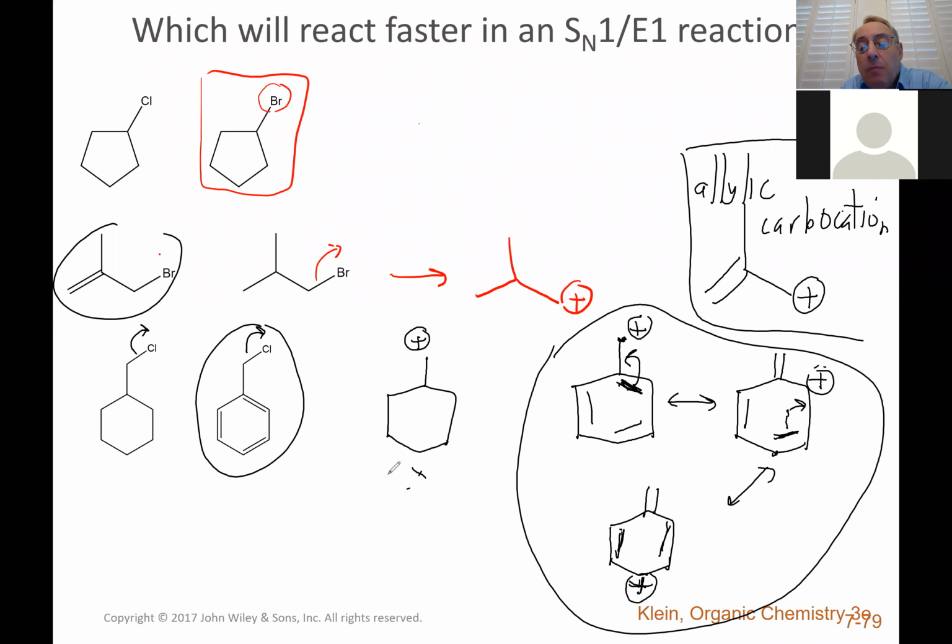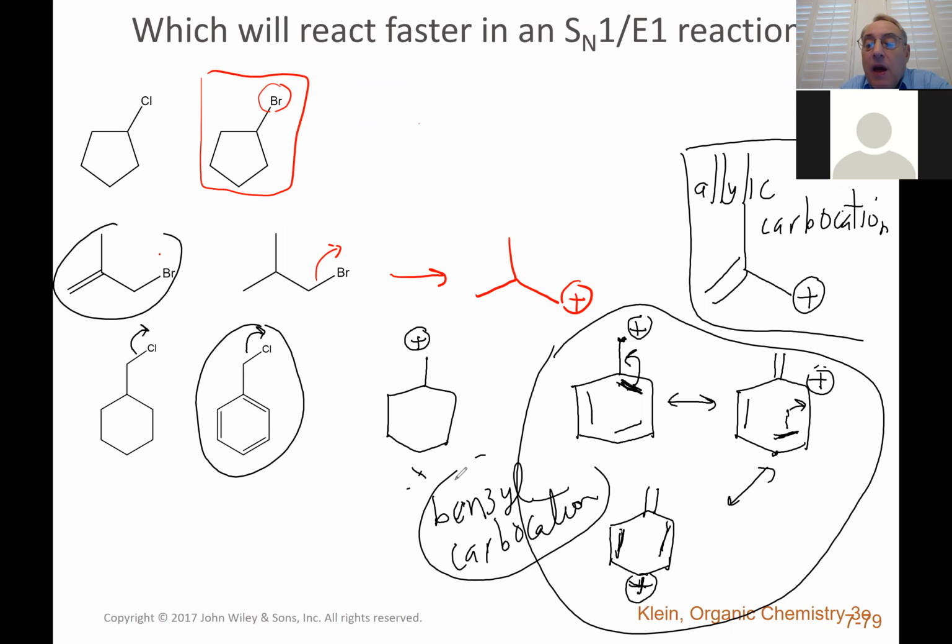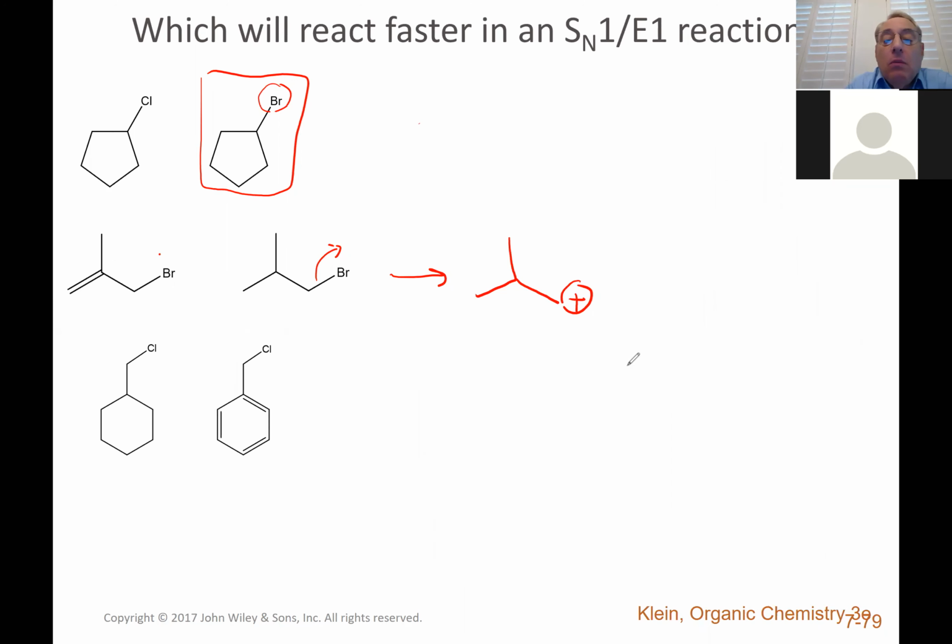A positive charge on a carbon attached to a benzene ring is called a benzyl carbocation. So both allyl carbocations and benzyl carbocations are stabilized by resonance. So even though this is primary, the resonance increases its stability. It's probably more like a secondary because of the resonance. Okay. I hope that was good.